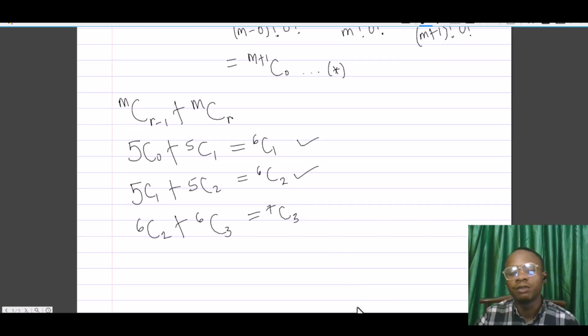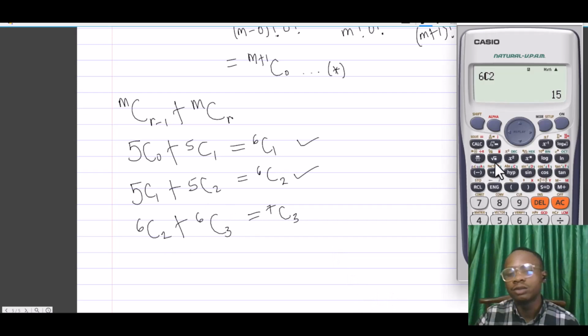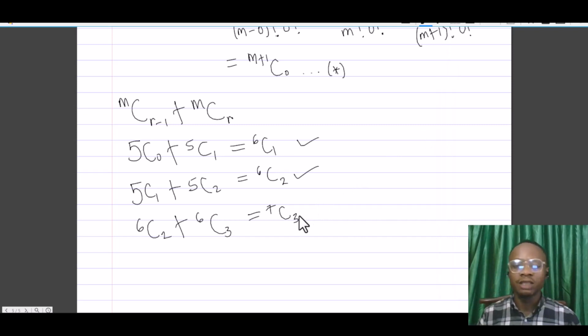And if we check for this also, 6 combination 2 plus 6 combination 3, that is 6 shift combination 2 plus 6 shift combination 3, that is equal to 35. Let's check if it's the same thing as 7 combination 3. This is 7 shift combination 3, then that's 35. So I've verified this as well.